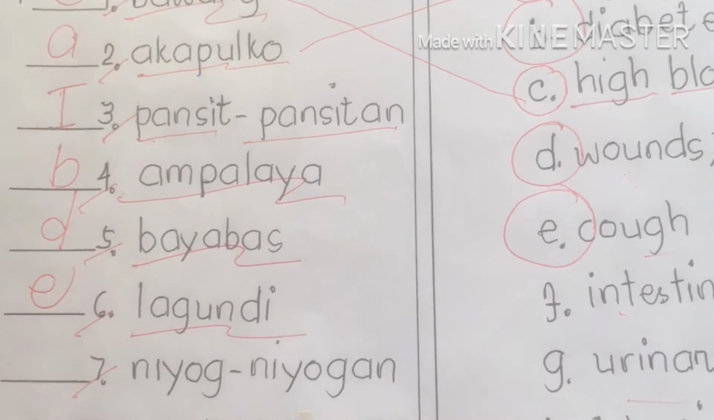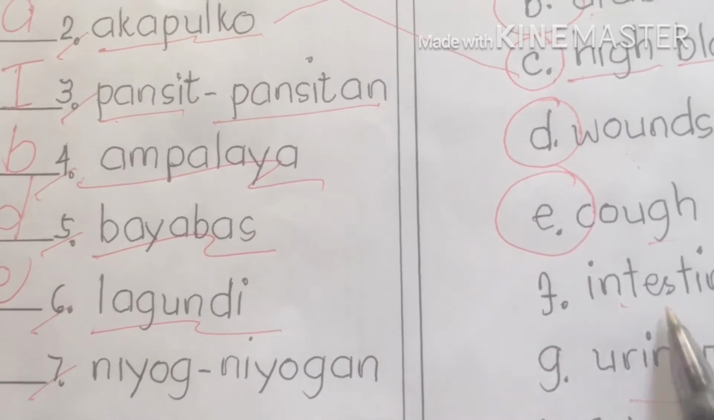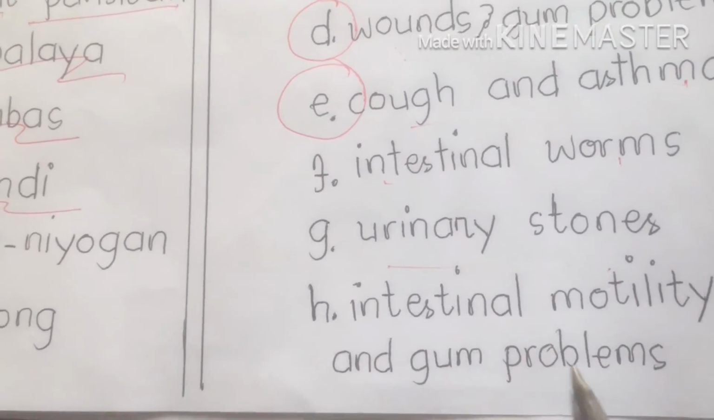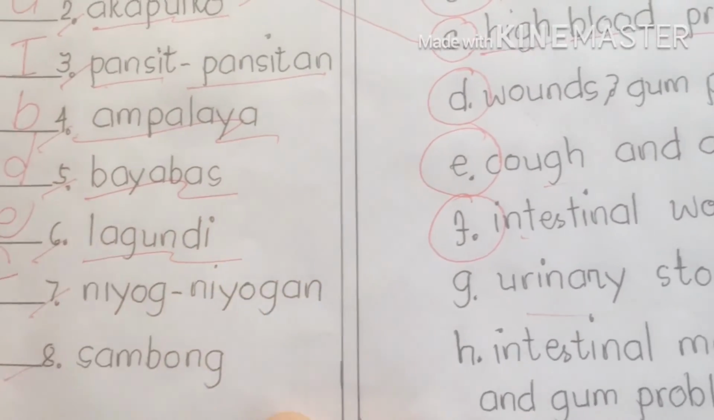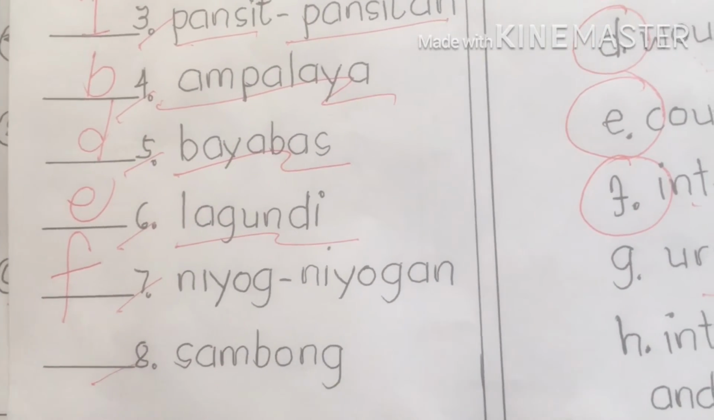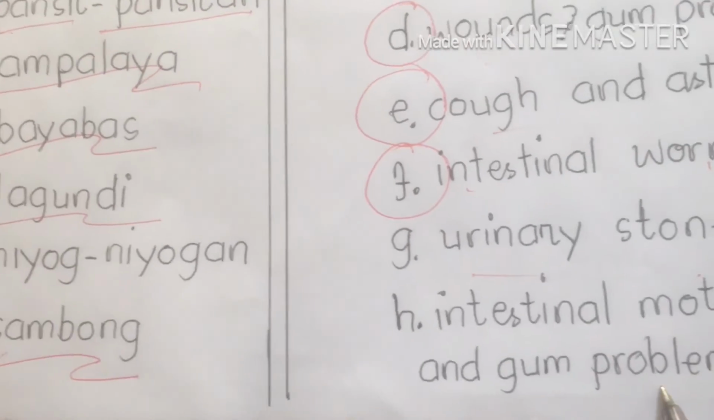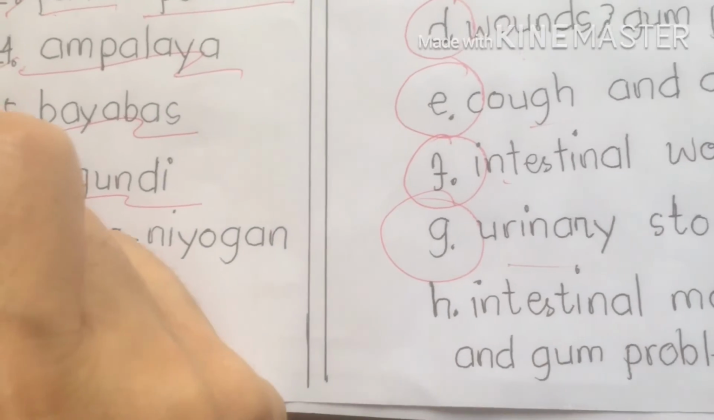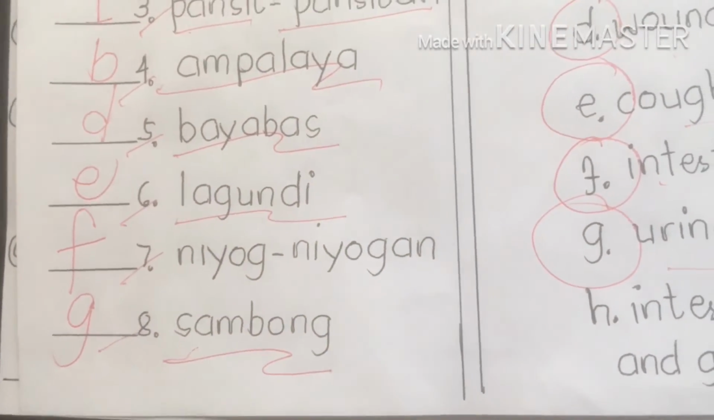7, niyog-niyogan. Is that intestinal worms, urinary stones, intestinal motility, and gum problems? So we're going to write letter F. 8, sambong. For sambong, class, is it intestinal motility and gum problems or urinary stones? Okay, we have letter G. Okay, that is for number 8.